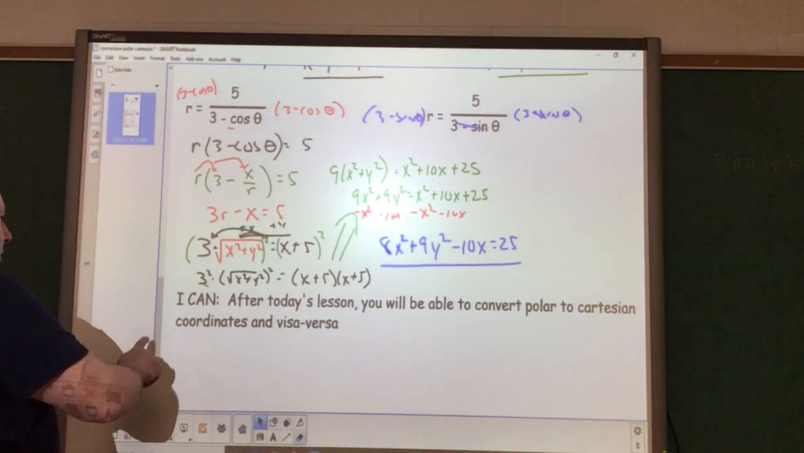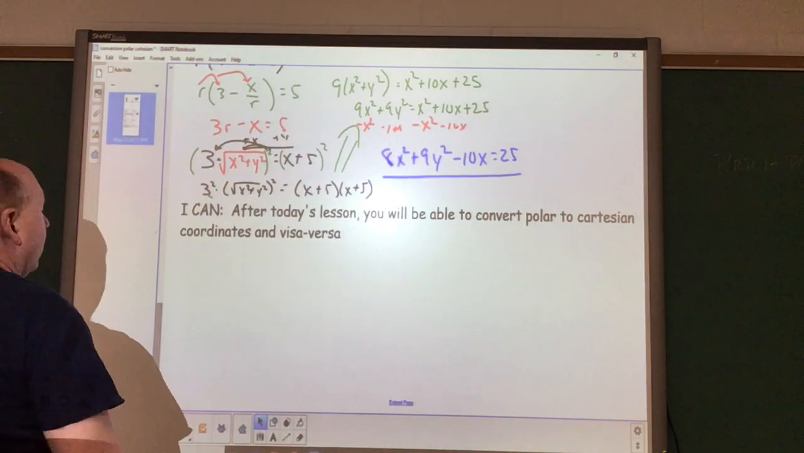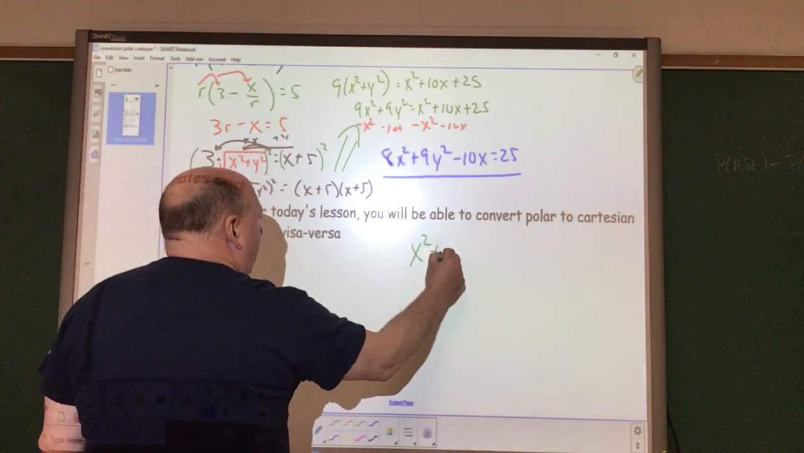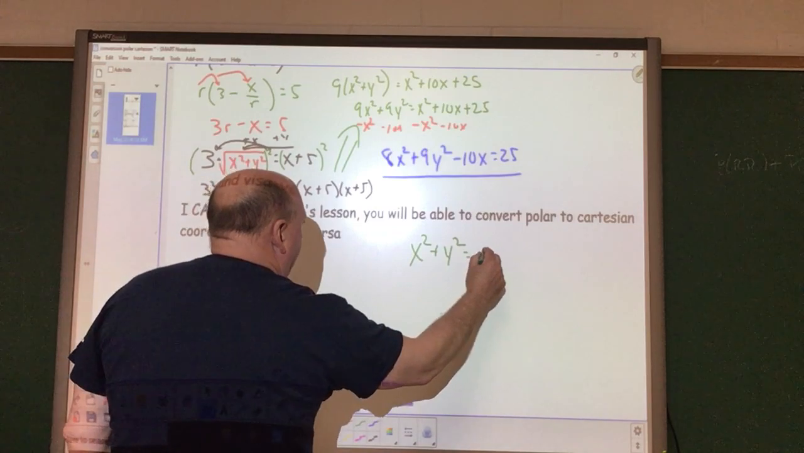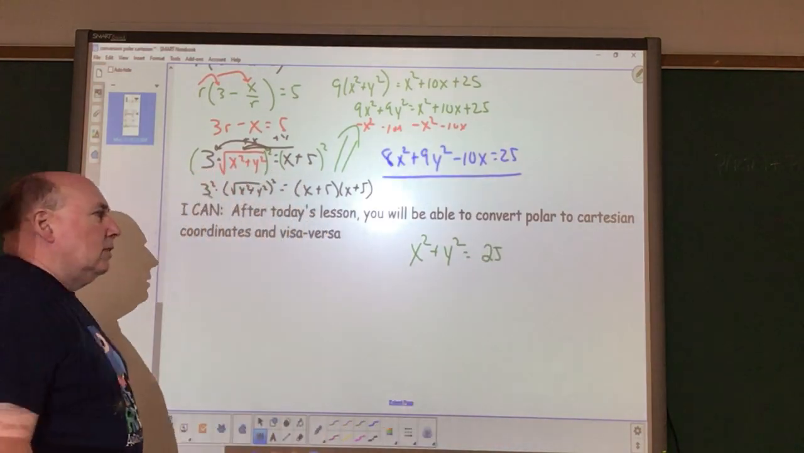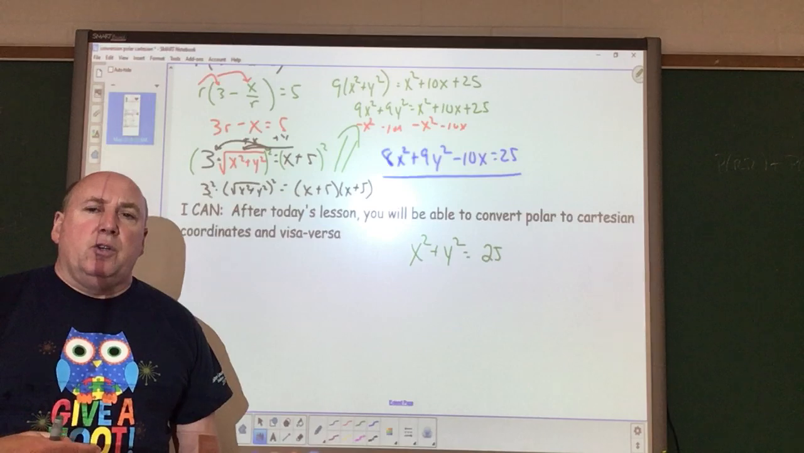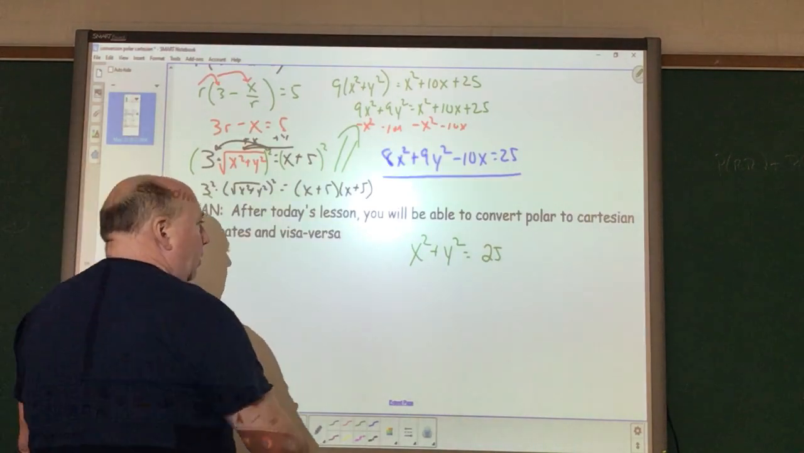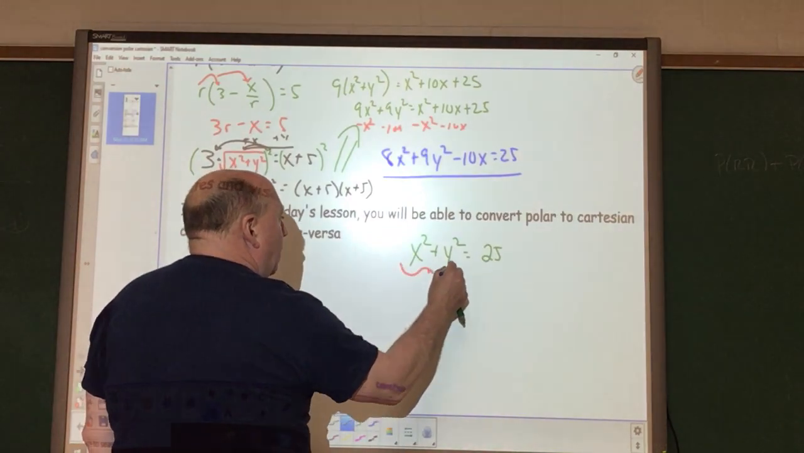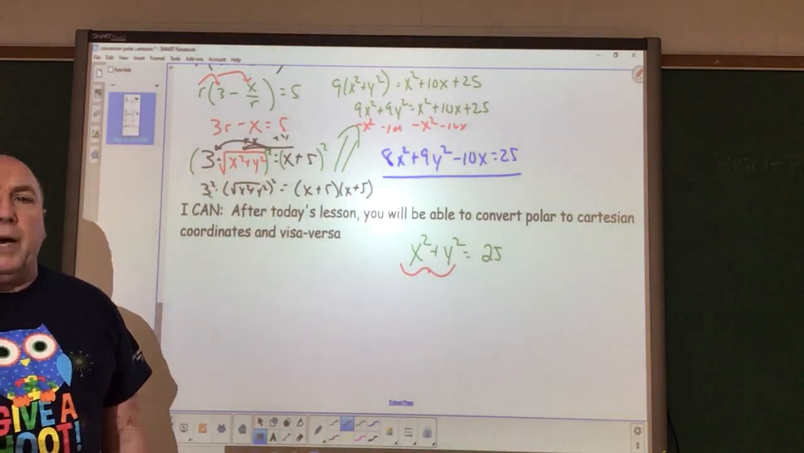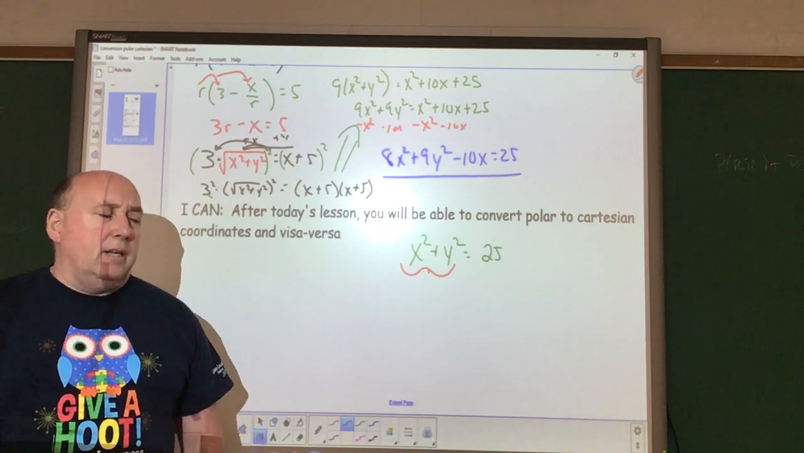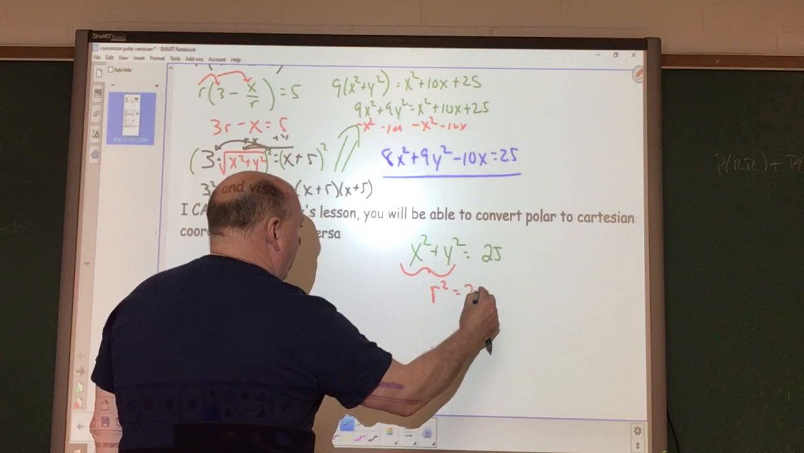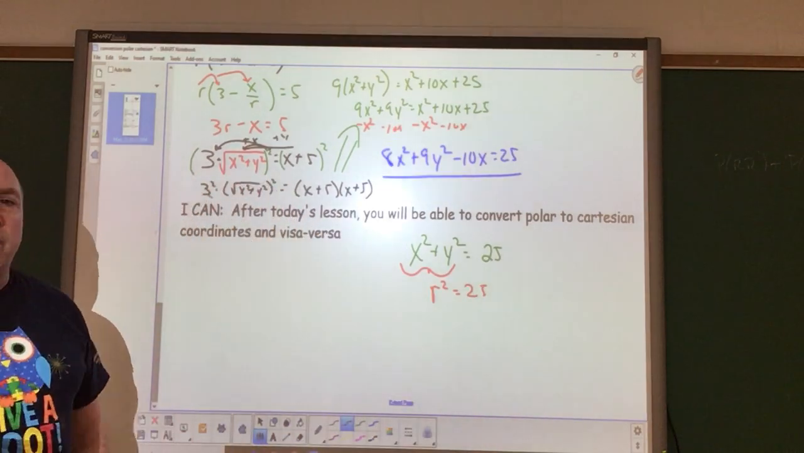We can convert the other way. I don't know what happened to my last page. If I had x squared plus y squared is equal to the value of 25, and I want to put this into a polar coordinate system, well, if I look at x squared plus y squared, we are x and y, we want to go to r's and thetas. X squared plus y squared is equal to r squared. So we have r squared is equal to 25.